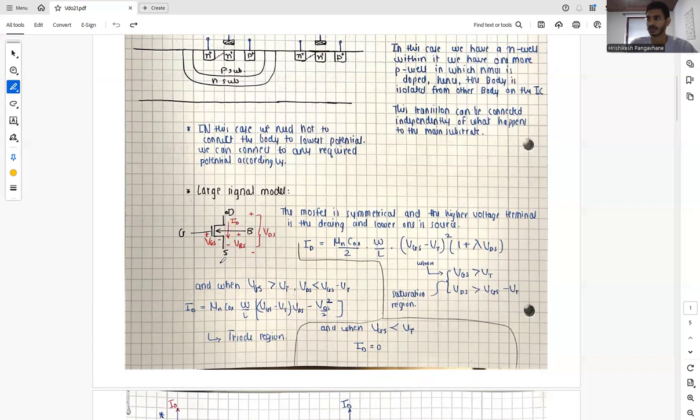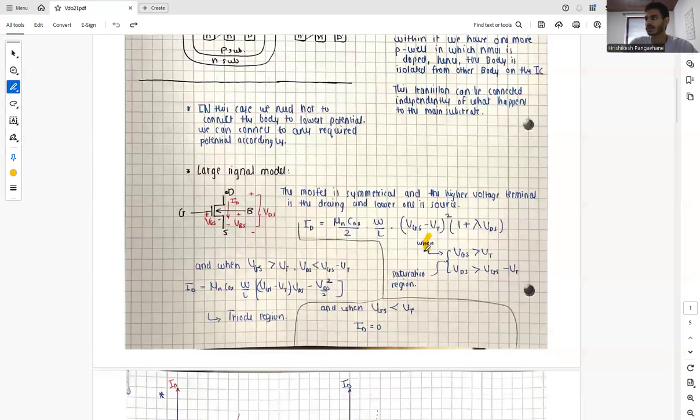The MOSFET is symmetrical, and the higher voltage terminal is the drain, and the lower one is the source. ID is basically given by mu n, which is mobility, times Cox divided by 2 times W by L, multiplied by (VGS minus VT) squared, multiplied by (1 plus lambda VDS). This lambda factor is very small, and thus the whole factor is very close to 1, almost 1. And this current follows the square law model. And this is when our VGS is greater than VT.